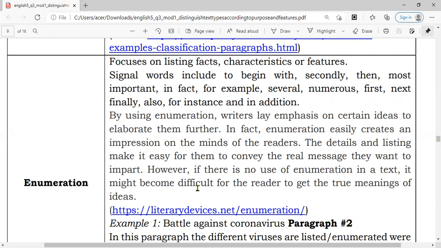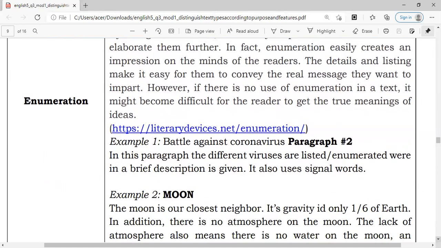By using enumeration, writers lay emphasis on certain ideas to elaborate them further. In fact, enumeration easily creates an impression on the minds of the readers. The details in listing make it easy for them to convey the real message they want to impart. However, if there is no use of enumeration in a text, it might become difficult for the reader to get the true meanings of the ideas. And so, enumeration is used to better understand the ideas in our selection. In our selection, it's paragraph 2.